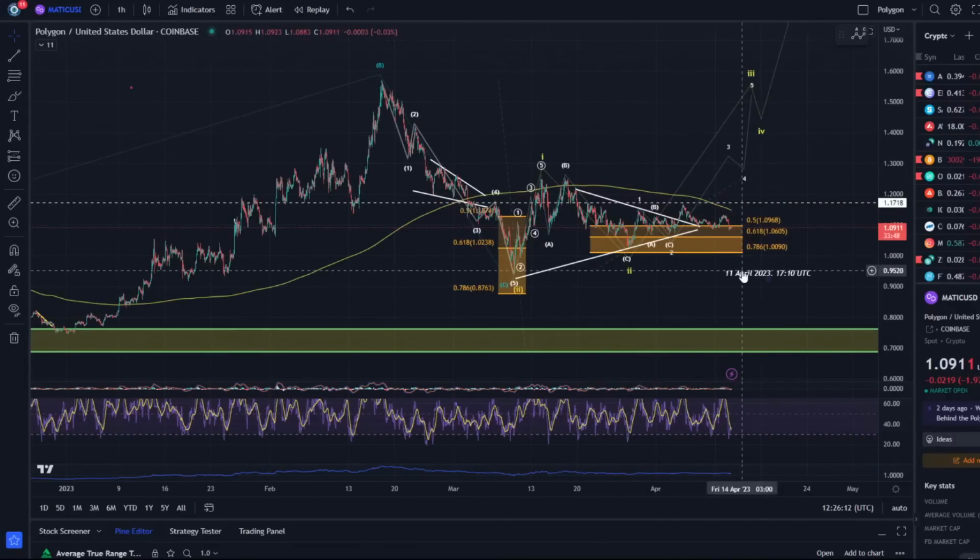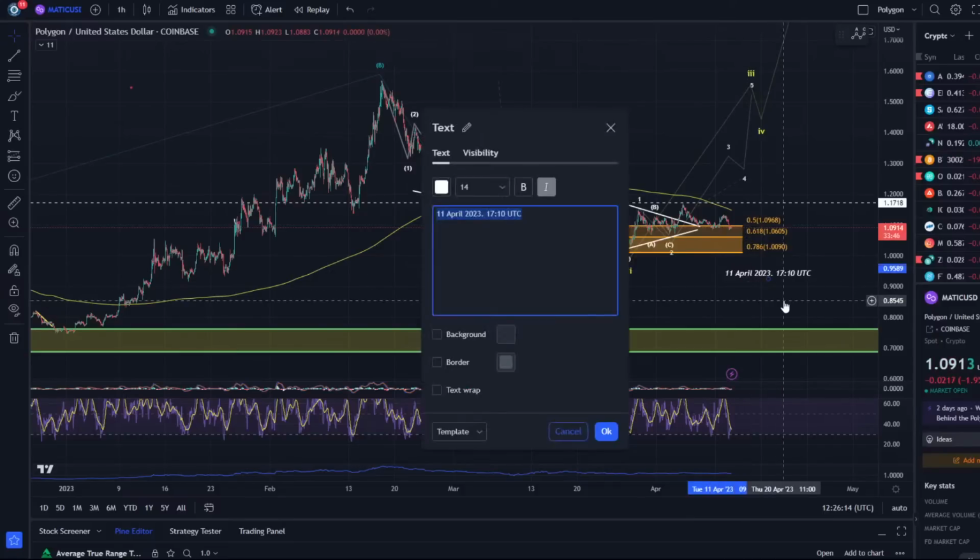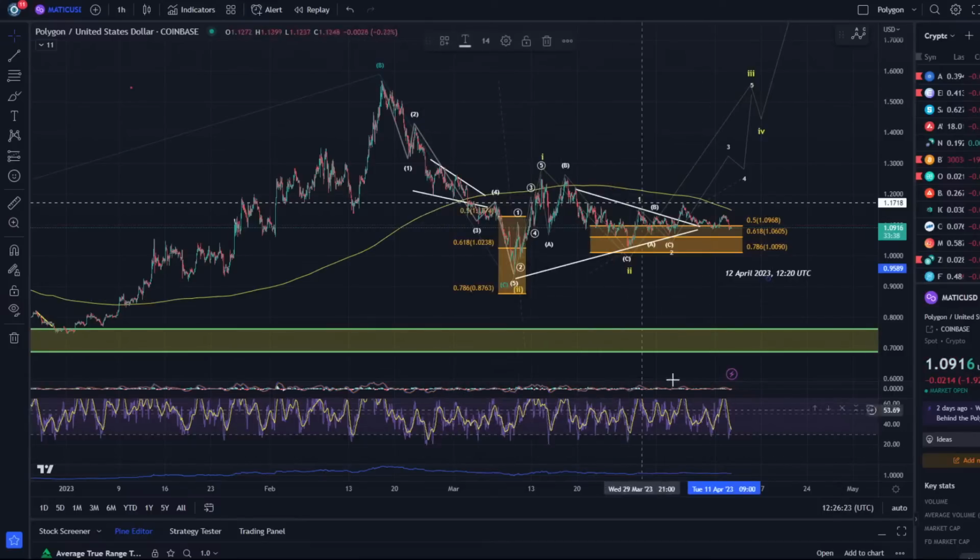Okay, so yeah, Matic, there's basically no change to the previous analysis. In terms of price action here, there's nothing to add. As long as it's holding the $1 level, for me the trend is up here for Matic. But yeah, it's on thin ice, you know, it hasn't really moved up impulsively since then. I would like to see that.